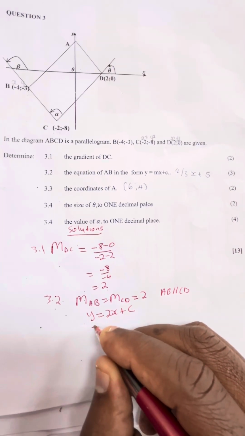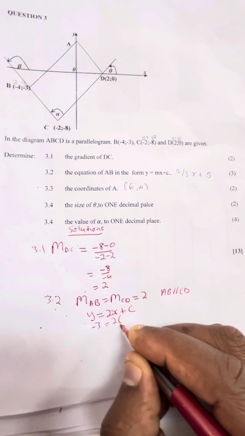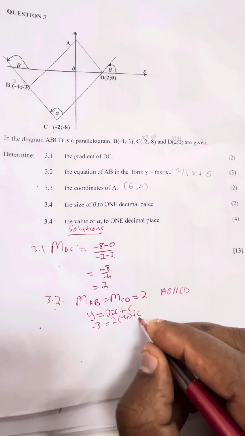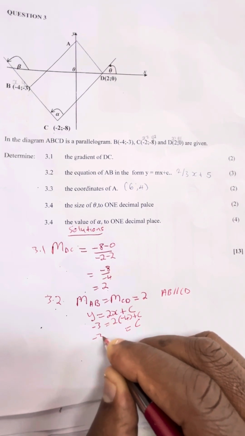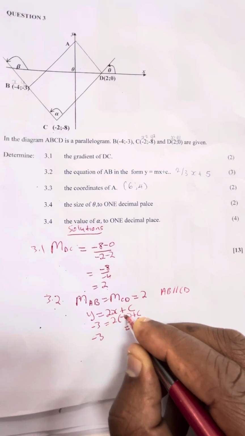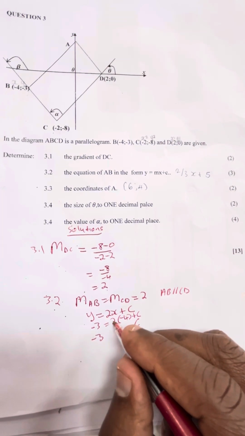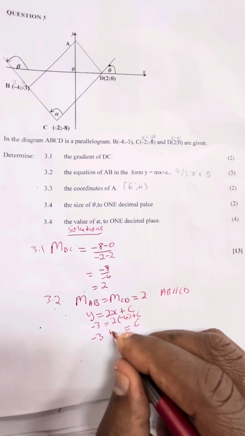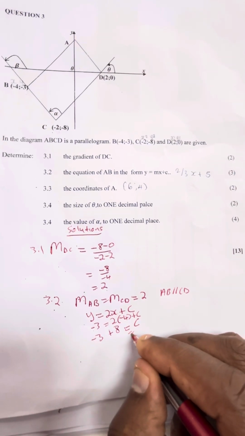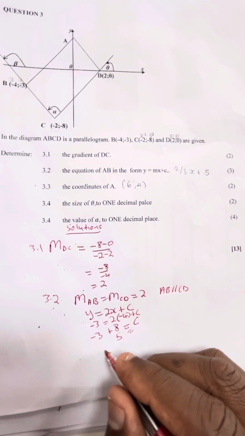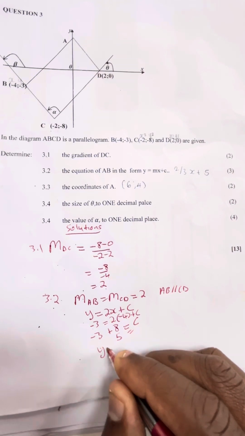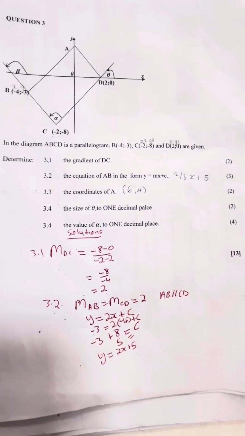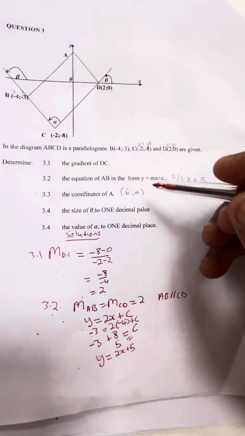So y will be negative 3, equal to 2 multiplied by negative 4 plus c. So 2 multiplied by negative 4 is negative 8. Whenever you take negative 8 to the other side, it will become positive. So this is positive 8. Therefore, c will be equal to 5. And then you conclude by saying the equation will be y equals 2x plus 5. And then we're done.